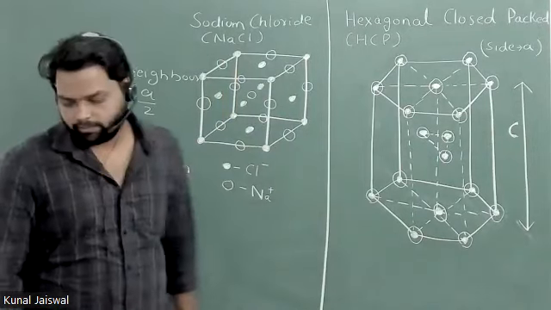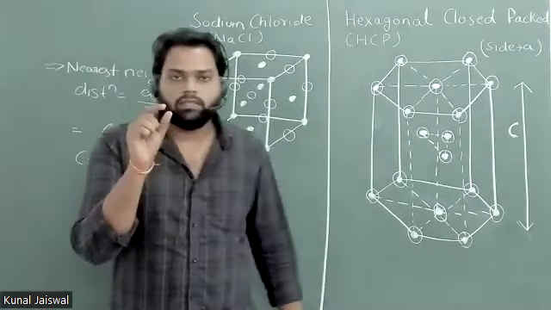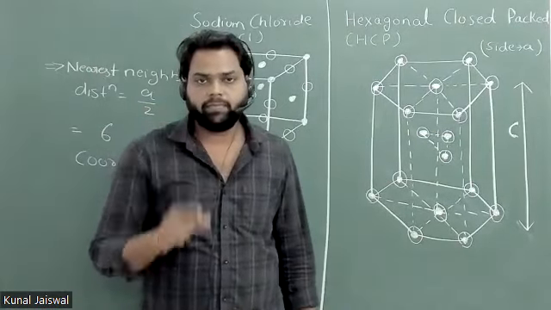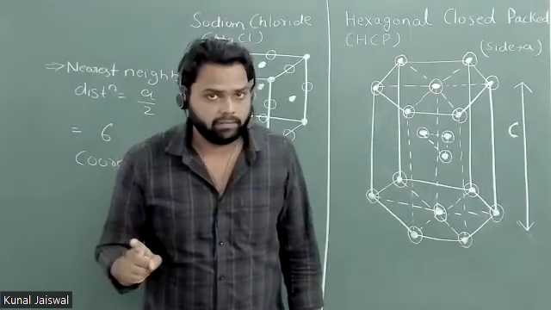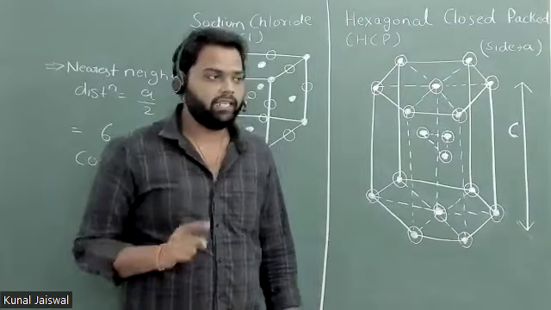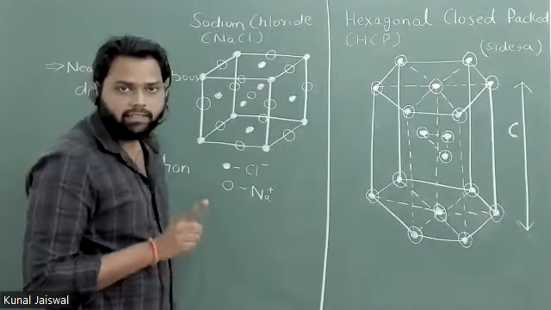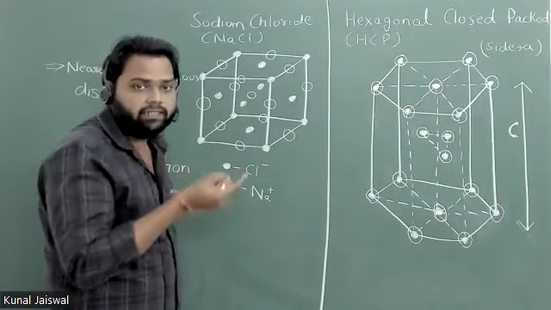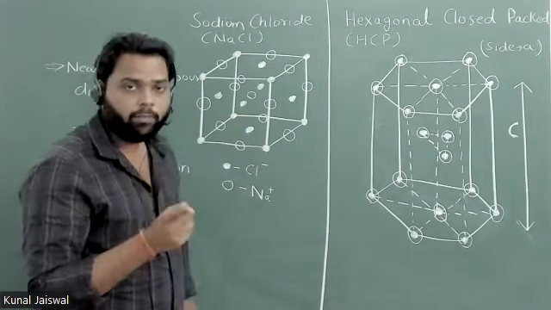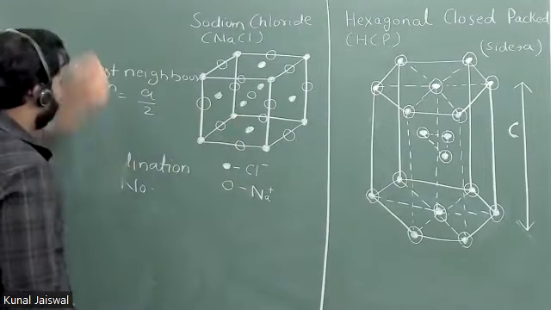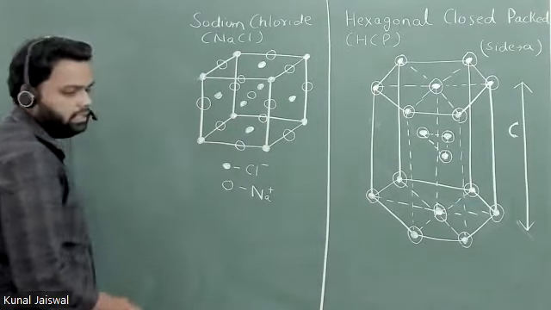What will be the second nearest neighbor? First see the statement you have written: there are 6 Na plus ions. That means when you are taking Cl minus as a reference, then their opposite ion, that is the Na plus ion, will be the nearest neighbor. But what will be the second nearest neighbor when you are taking this chlorine as a reference?